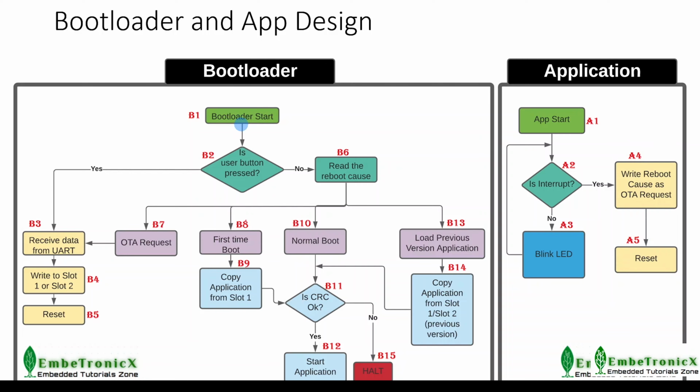We have to define one GPIO as an input. If the GPIO is low, then assume that the user wants to update the firmware. So we have to receive the data from the UART and write the received data to slot 1 or 2. Then we reset the controller.